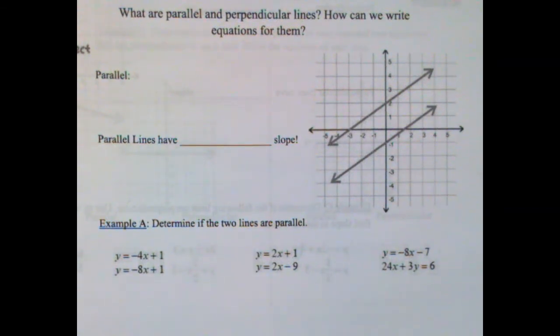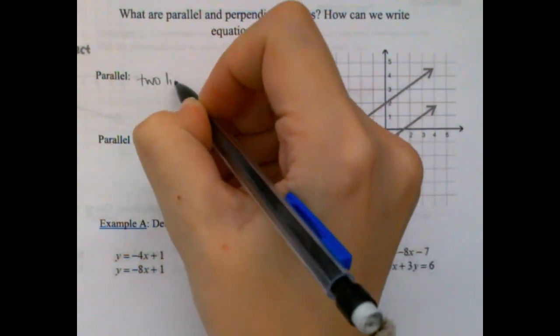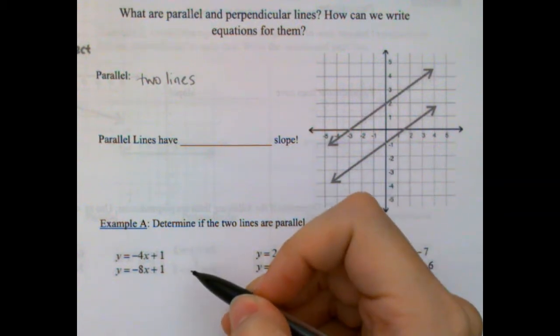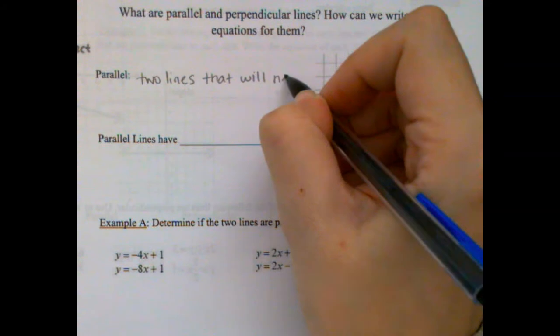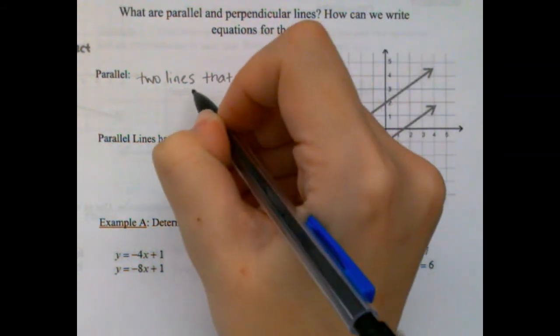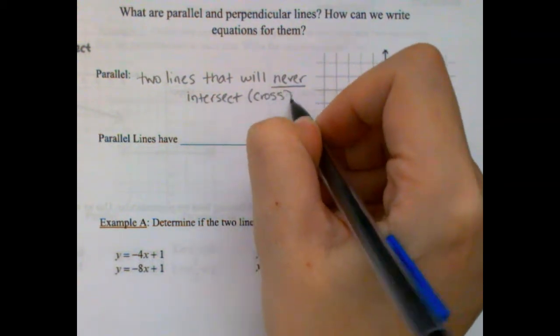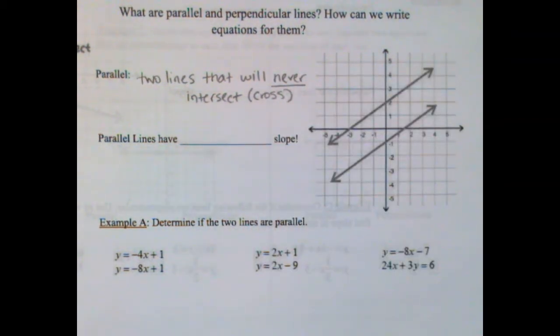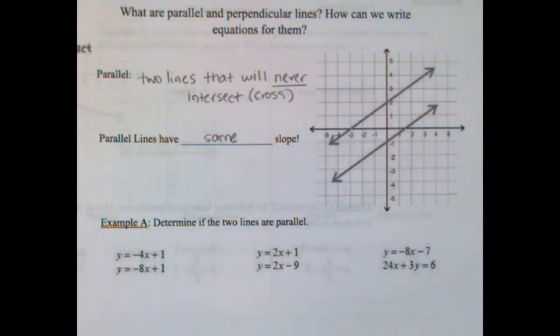So if we remember, parallel lines are two lines. I guess it could be more, but we're just going to work with two for algebra. So two lines that will never intersect. And intersect basically means cross. So the two lines that will never intersect are two lines that will never cross. If two lines never cross, that means they will have the same slope, which is kind of nice. So if two lines have the same slope, we automatically know that they're parallel.